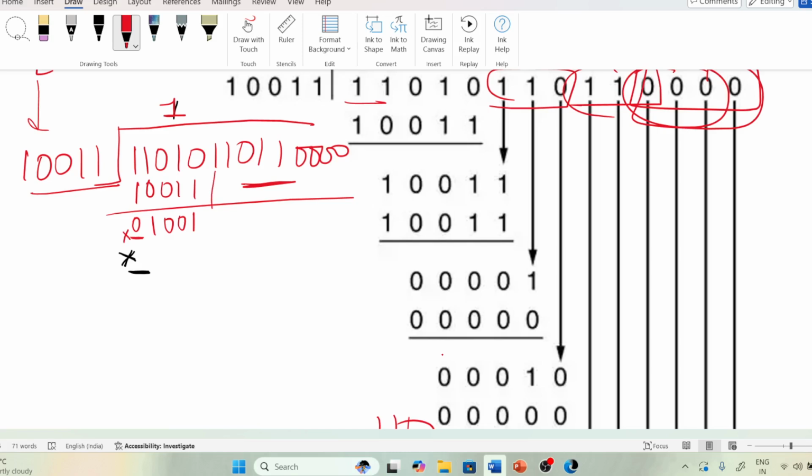I am going to discard it. Now I will borrow 1 from here. Because how many bits are there? 5 bits, so 5 bits I need: 1 0 0 1 1. This I need to. 1 1 same input 0, 0 0 same input 0, 0 0 same input 0, 0 1 1 same input 0, 0 1 1 same input 0. So 0 0 0 has no meaning.